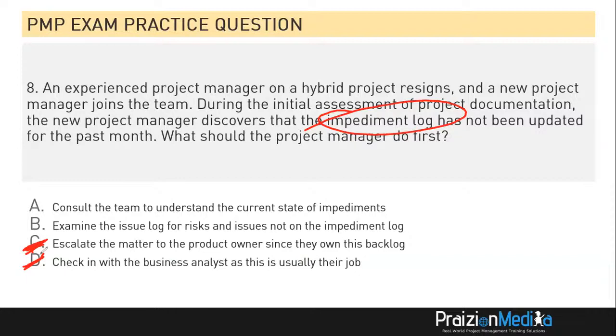Let's take a look at B. Examine the issue log for risks and issues, not on the impediment log. You don't examine an issue log for risk. They're different. The risks are in the risk register. The issues are in the issue log. So B is not correct. The best answer is A. The best answer is consult the team to understand the current state of impediments, option A.